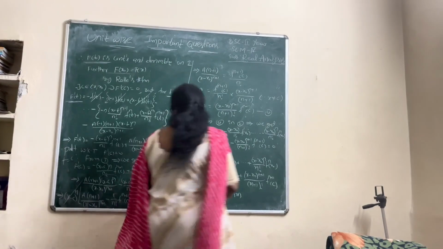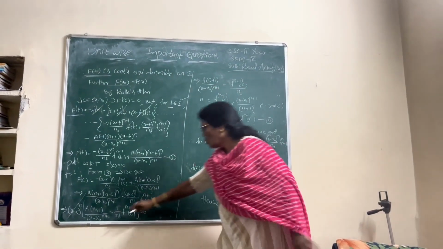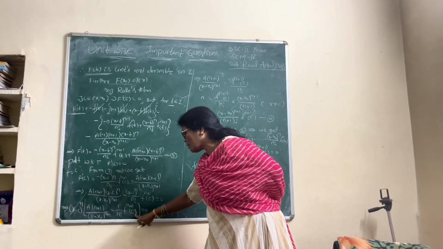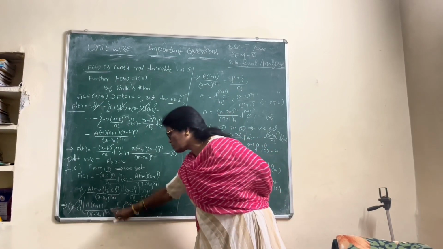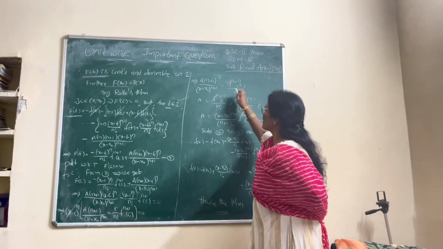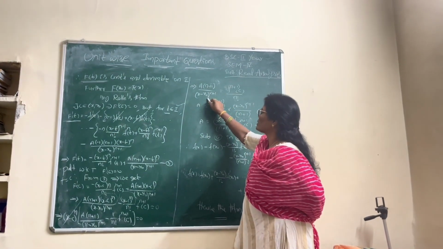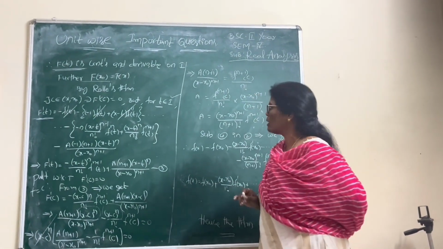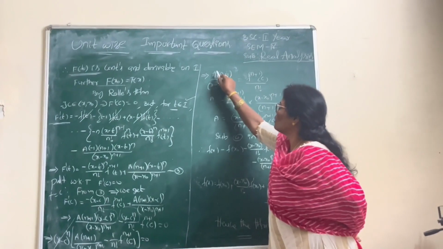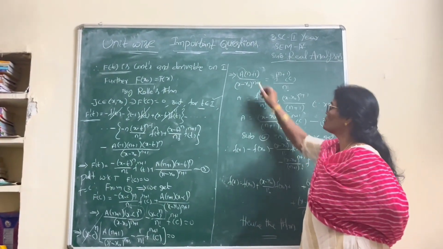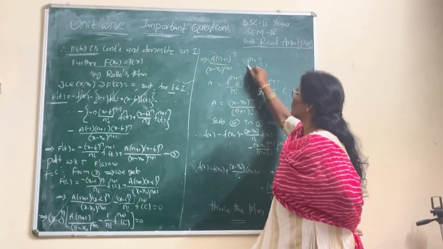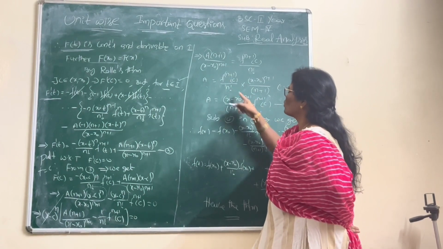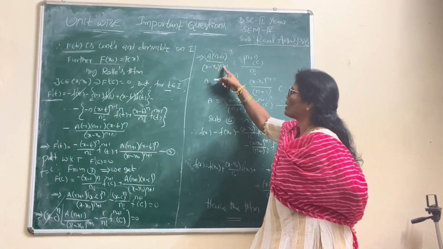And the remaining term you should write here: a into (n plus 1) by (x minus x naught) whole power n plus 1 minus 1 by n factorial f power n plus 1 of c is equal to 0. This minus term you take on the right hand side. It becomes a into (n plus 1) by (x minus x naught) whole power n plus 1 is equal to f power n plus 1 of c by n factorial. From this we find the value of a. a is equal to f power n plus 1 of c by n factorial into (x minus x naught) whole power n plus 1 divided by n plus 1.